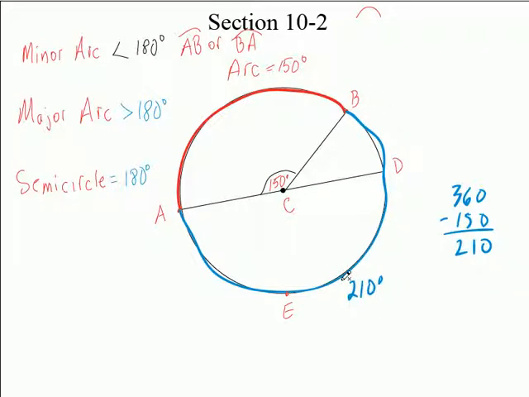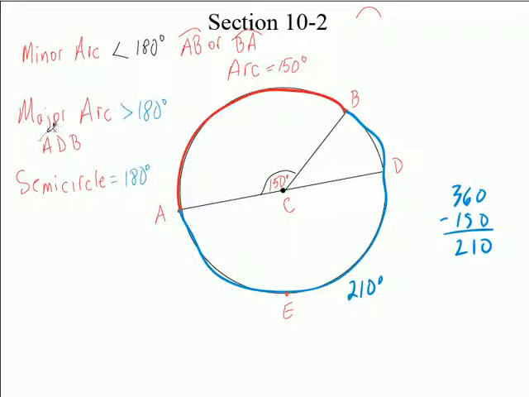You would not say this. Listen to me, because people are going to do this. You don't say A, E, D, B. It's too much. You only use how many points for a major arc? 3. So let's put this right here. So what do you want to call it? A, D, B. Let's use the first one we had there. It doesn't make any difference.